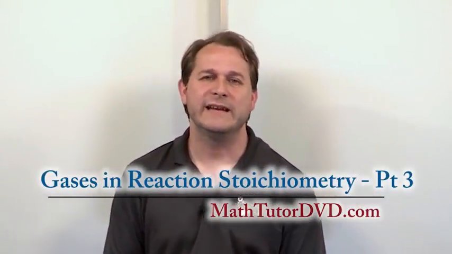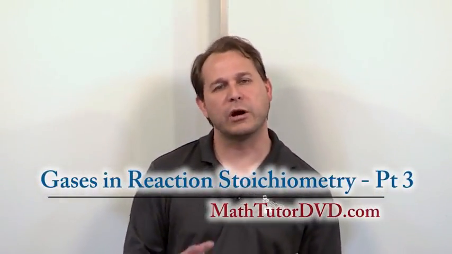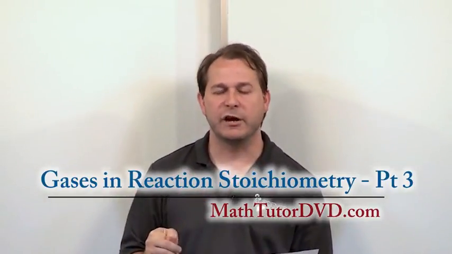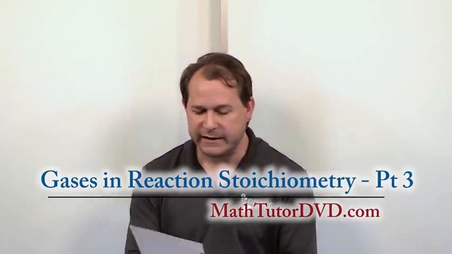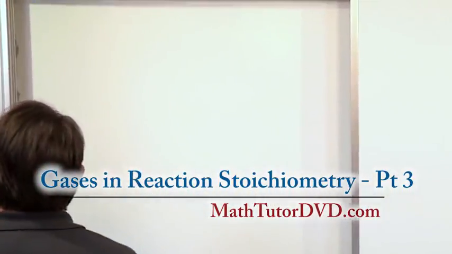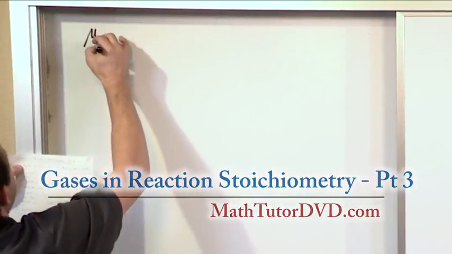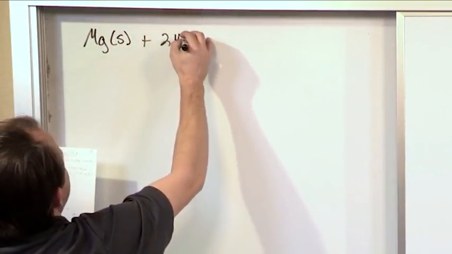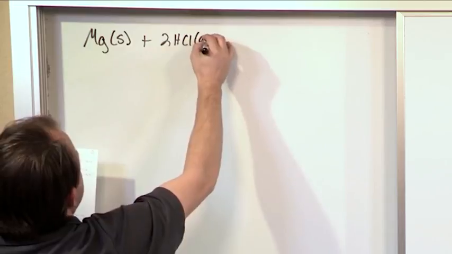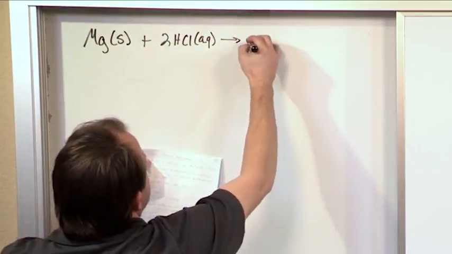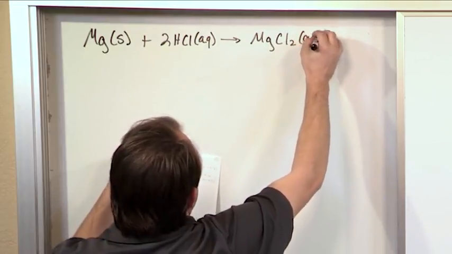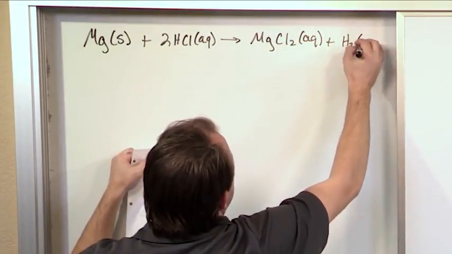Hello, welcome to this lesson in the chemistry tutor. We're going to work our last problem with stoichiometry, gas reaction stoichiometry problems here. And so the reaction that we want to discuss for this problem is the following: magnesium as a solid plus 2HCl, hydrochloric acid, in aqueous solution, yields magnesium chloride as aqueous solution plus H2 gas.